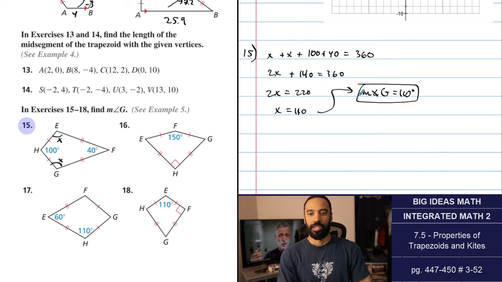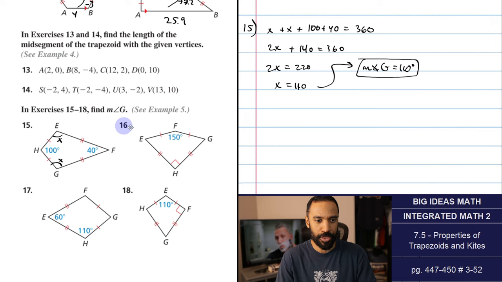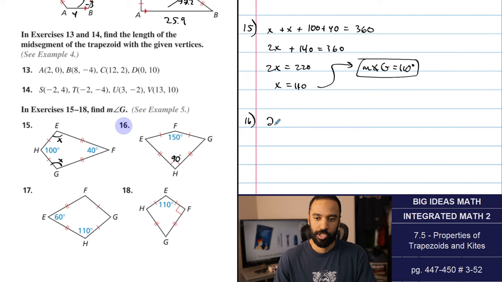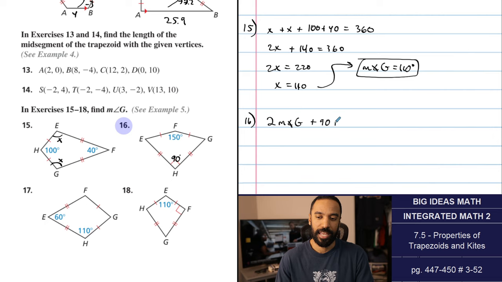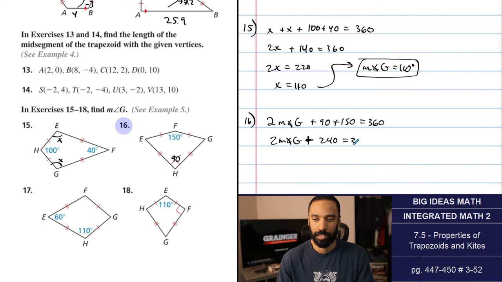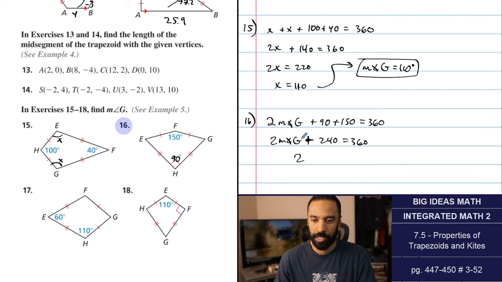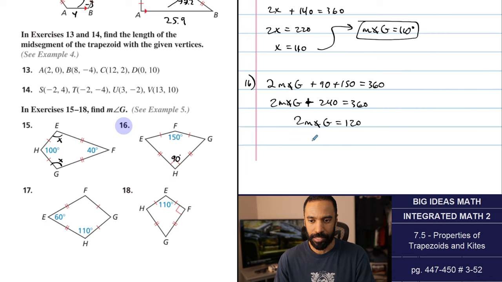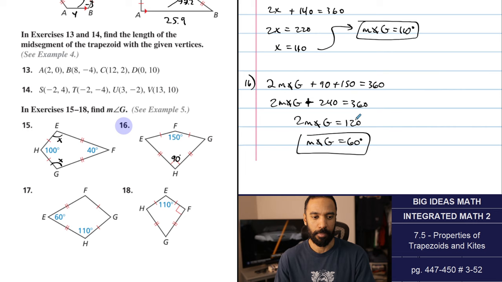Okay, number 16. The same thing. This time I'll just call it measure of angle G. This H being a right angle means it's a 90 degree angle. So two measure of angle G's, because measure of angle E is the same, plus 90 plus 150 is also 360. 90 plus 150 is 240. Subtract the 240 and divide by 2. So 2 times the measure of angle G is 120, and measure of angle G is 60 degrees. Probably also drawn to scale. Measure of angle E would be the same.